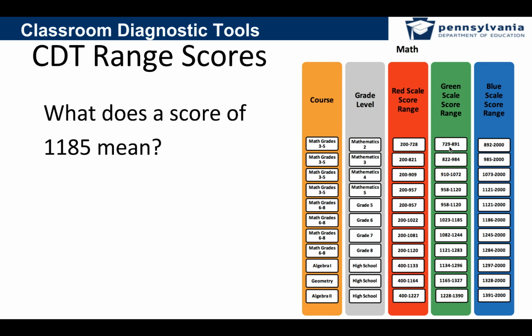What does a score of 1185 mean? Now I'm going to allow my eyes to move over to the chart and find 1185. It pops out real quickly at sixth grade at the top of the green for math. So there's 1185, but let me find it on another grade level. 1185 would be in the middle of seventh grade. It would also fall in the middle of eighth grade. It would also fall in the middle of algebra 1.